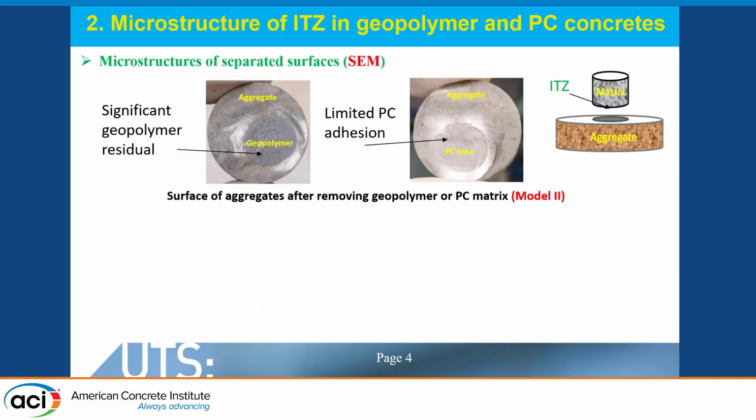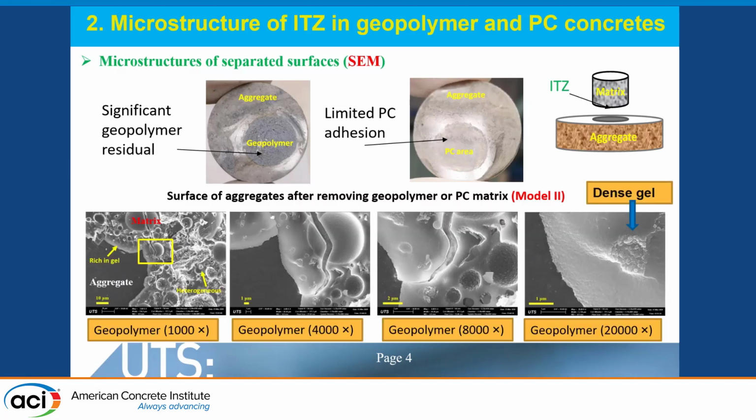Now I'm going to show you some results. As I said, we have the second model. We separated that, and you can see something here. That is the aggregate, and this is the residue of the geopolymer. For the geopolymer, they have very good bond, and you see lots of residues. But for the interface between the aggregate and Portland cement paste, they have very limited residue adhering on the surface.